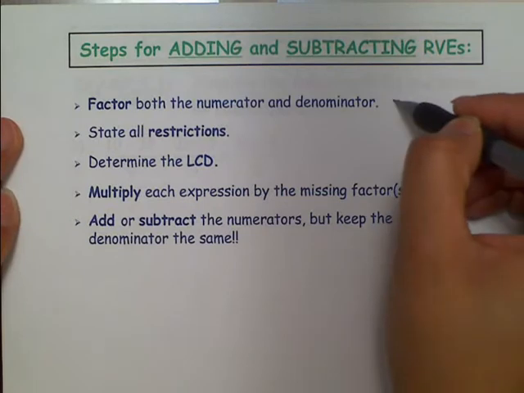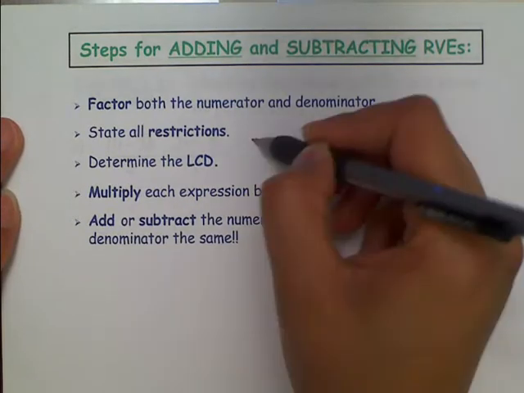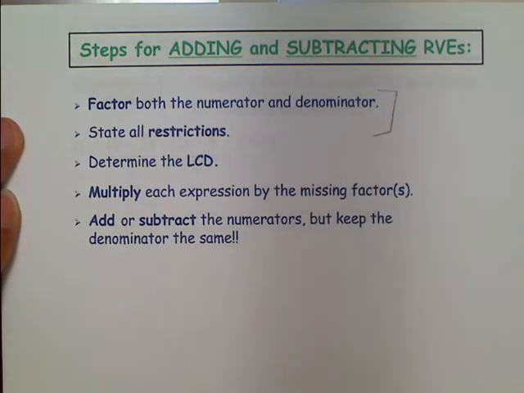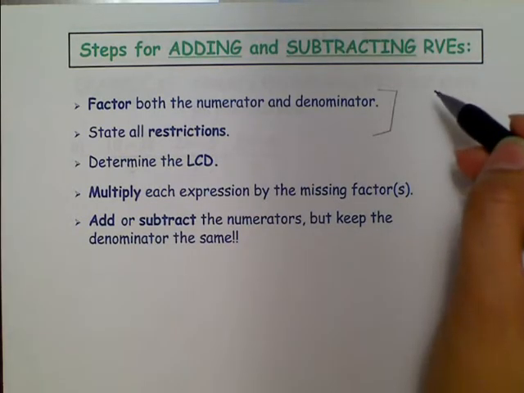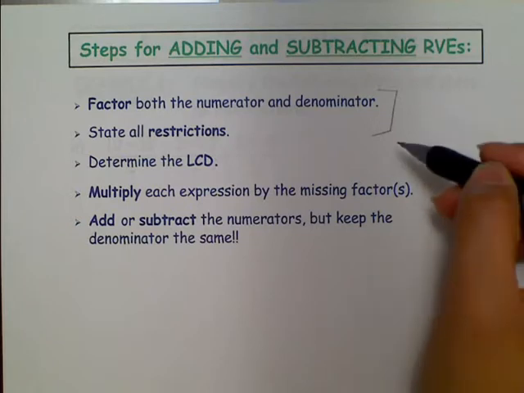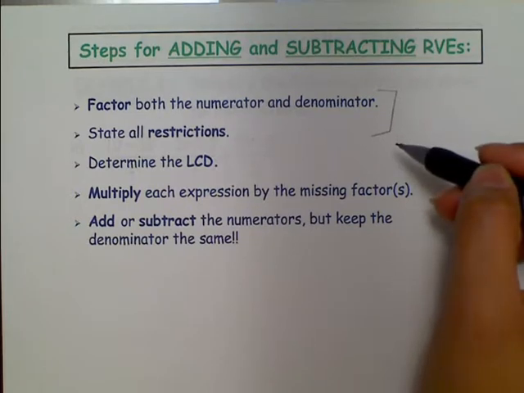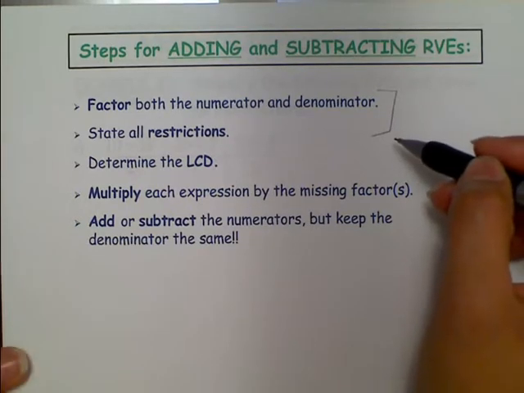The first thing you need to do is factor both the numerator and denominator and then state all restrictions. These two steps have been the same no matter how we are looking at the RVE, whether you are multiplying and dividing them, just simplifying them, or adding and subtracting them. First factor the numerator and denominator, and then state any restrictions.